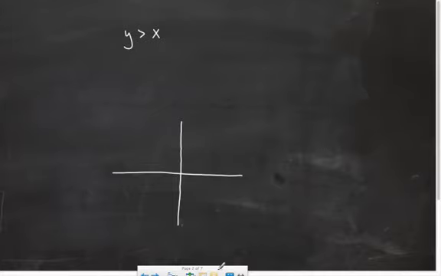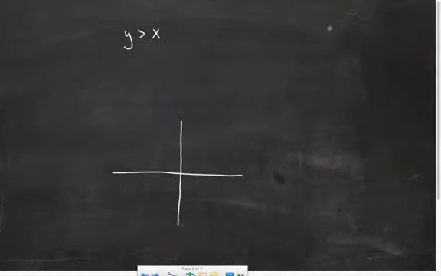Today what we're going to talk about is some inequalities. Just to help you out, I know some of us struggle with which way to shade and things like that. So the rule of thumb here is that anytime you have an inequality, so greater than, less than, or any version of that, you're going to be doing some sort of shading.